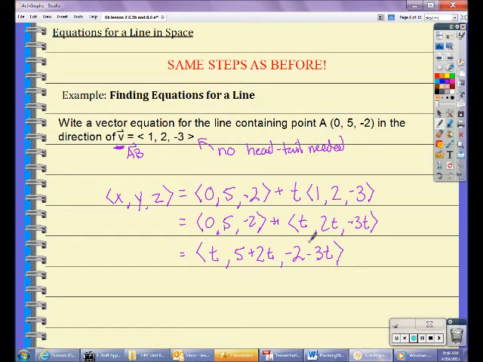They didn't ask for the parameterization here. So this is the vector equation. But you could easily make a parameterization in 3 dimensions with an x equation, a y equation, and a z equation from here. It would be really easy to do, but they didn't ask for it, so we won't.